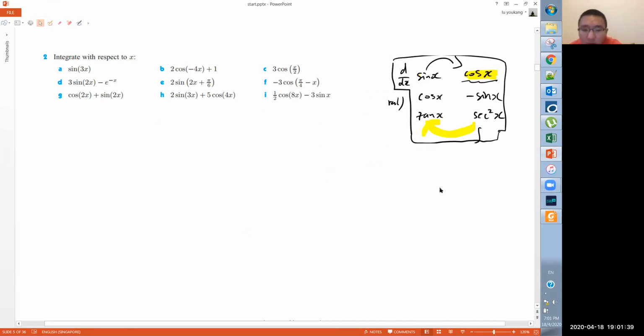So it's cosine 2x, right? When I integrate, do I need to put the half in front?